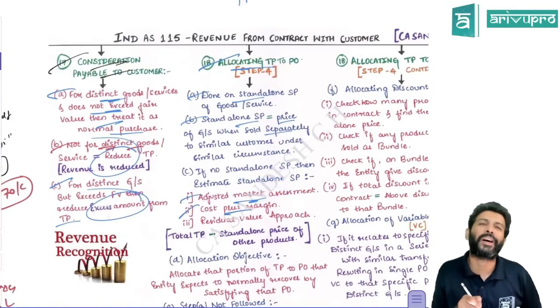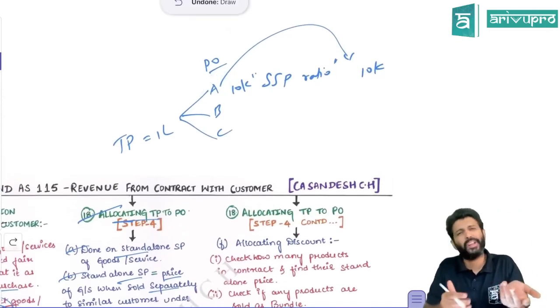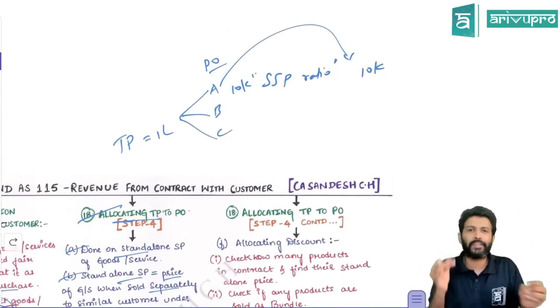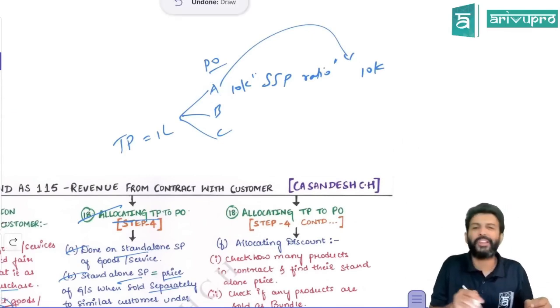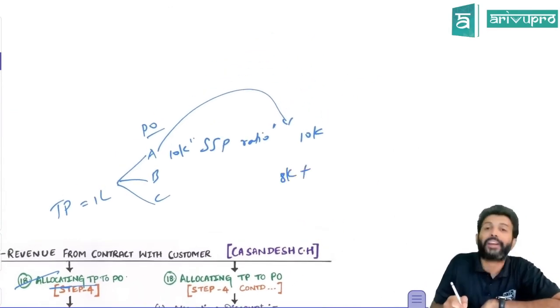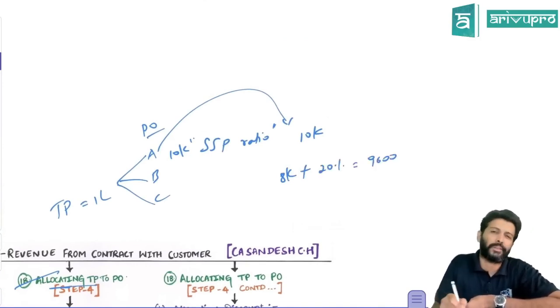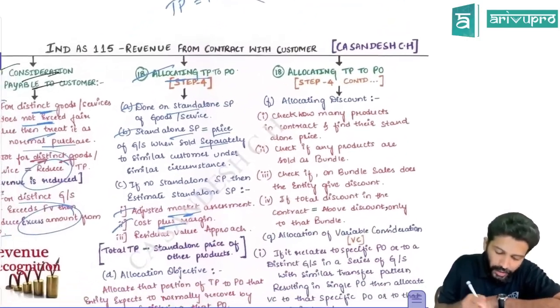Or you can use the cost plus margin approach. Obviously, to produce this product A, you would have incurred some cost. And every company knows they will have a margin. Like on product A, the company feels they make a margin of 20%. So to produce product A, take cost 8,000. The margin the company expects is 20% on these products. That means the price will become 9,600. This is your cost plus margin approach.